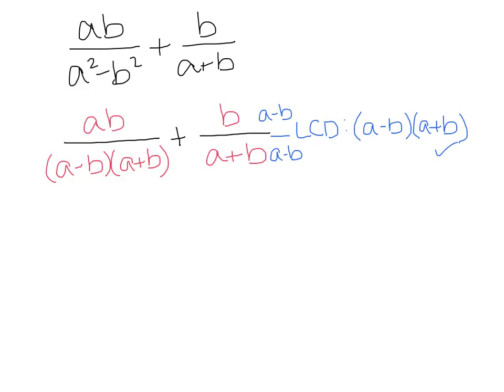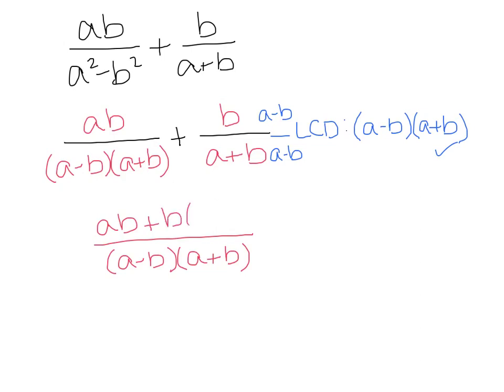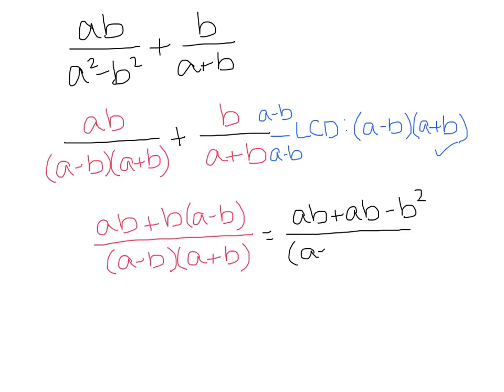So let's go ahead and do that. I know I need my least common denominator of a minus b times a plus b. The first numerator is ab. I'm going to add the second numerator, which is b times a minus b. Alright, well this simplifies a little bit. I'm going to end up with ab plus ab minus b squared over a minus b times a plus b.